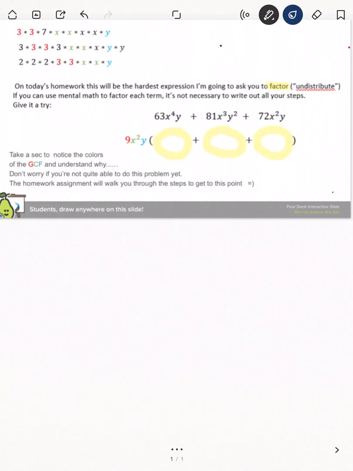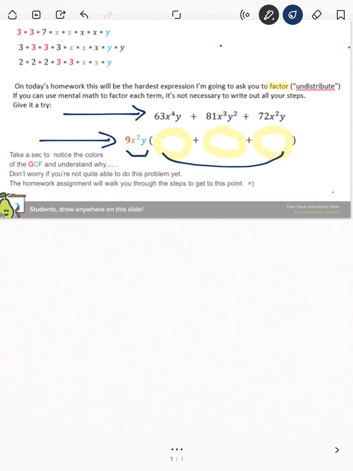If you did the homework and you totally get this last slide of the PearDeck, that's absolutely fine. You don't need to watch this video. But if you're still curious on how to take a sum and turn it into a product of a greatest common factor and a trinomial, I'll go through it on this short video.